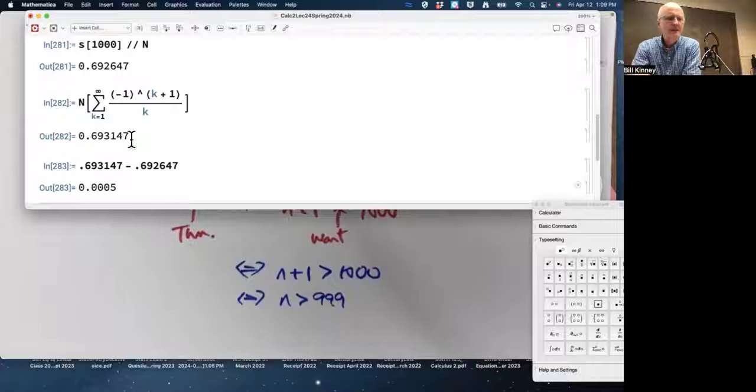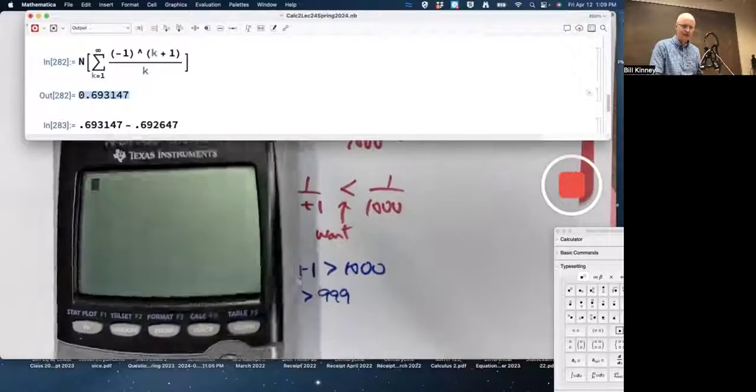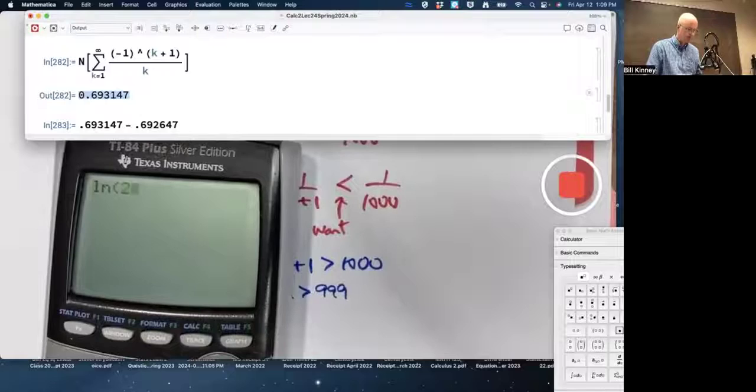What is this number? 0.693147. Maybe you've seen that in the calculator before. It's actually a somewhat famous number. It's actually ln of 2. This series, the alternating harmonic series, turns out to converge to the natural log of 2 of all things. It's true. It converges to ln of 2 exactly.